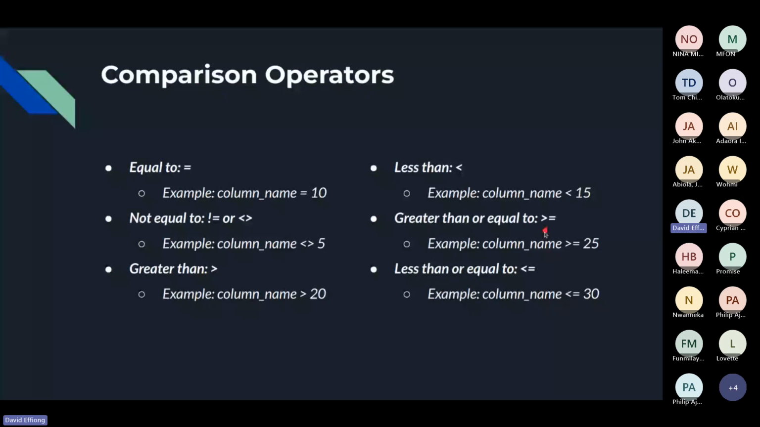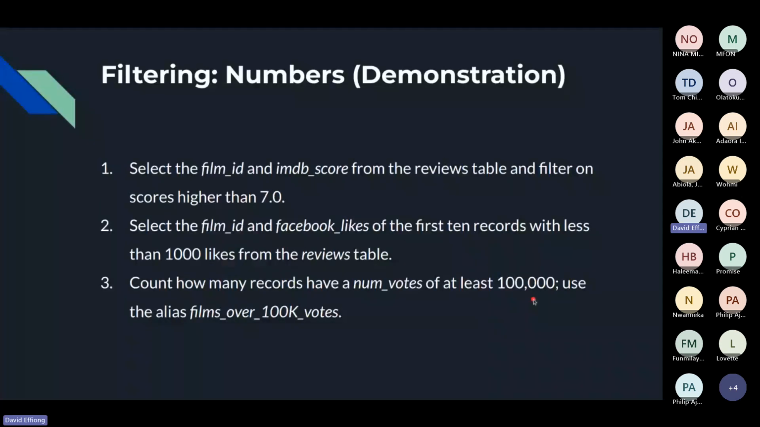So from 1960, 1961, this operator is what you will use. Then the last one, we have less than or equal to. This one, you want to find out movies that came out in 1960 and before 1960. That is where you use the less than or equal to. Okay, so let's see an example.